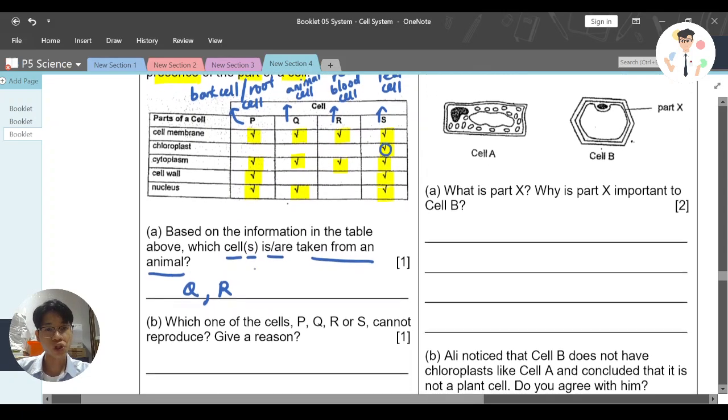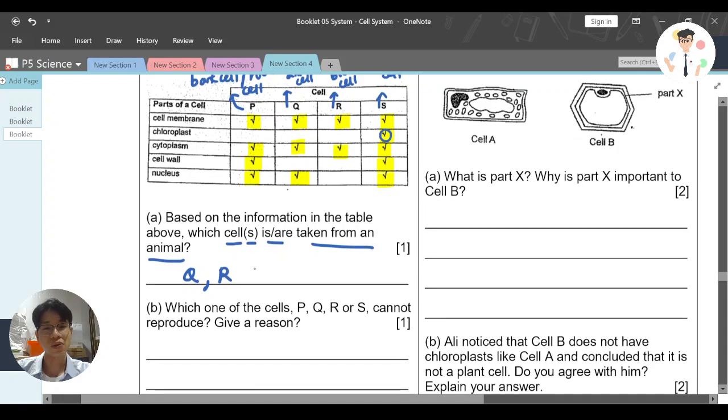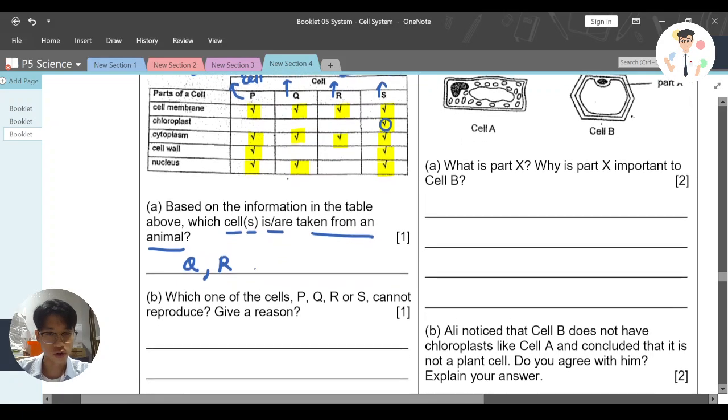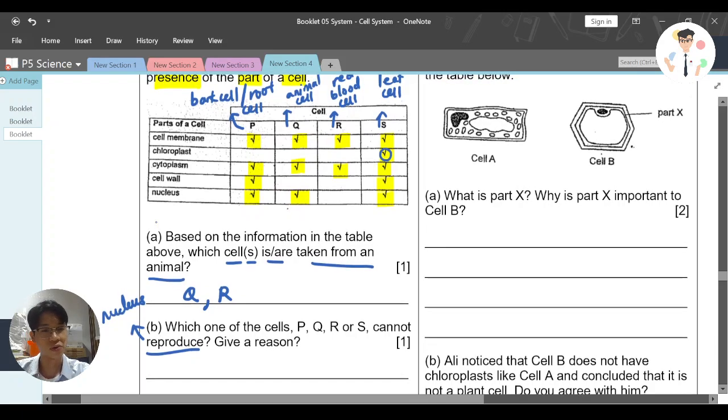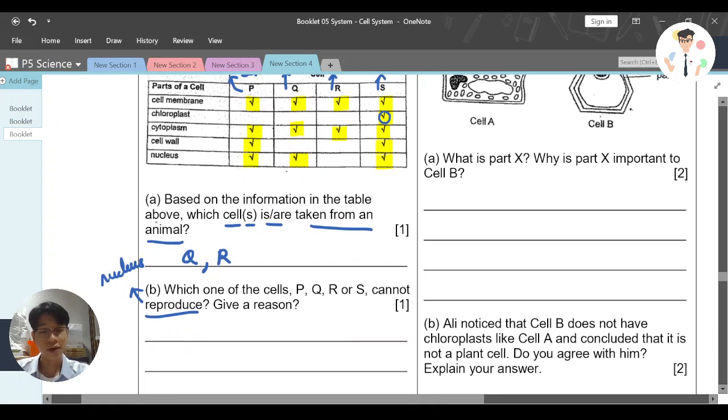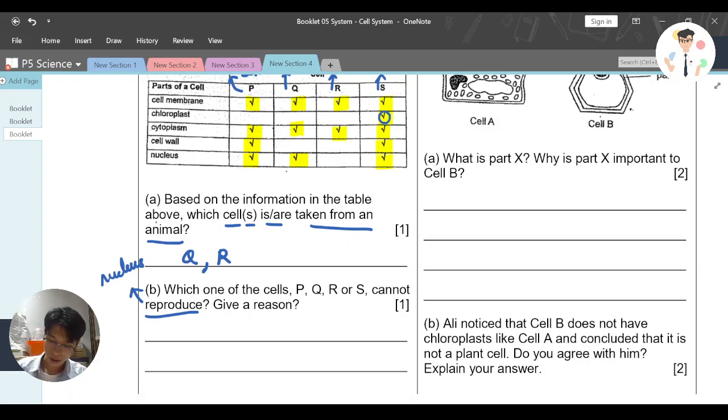Next one. Which one of the cells P, Q, R, S cannot reproduce? And again, when I talk about reproduce, we know that it must have a nucleus. Teacher, does it mean that red blood cell cannot reproduce? I mean, you can understand that red blood cells are produced in the bone marrow, as listed in your notes, okay? Which you can find on page number 3 in your book.